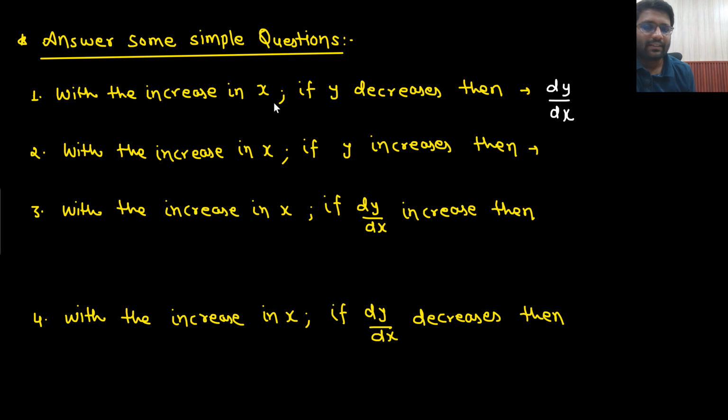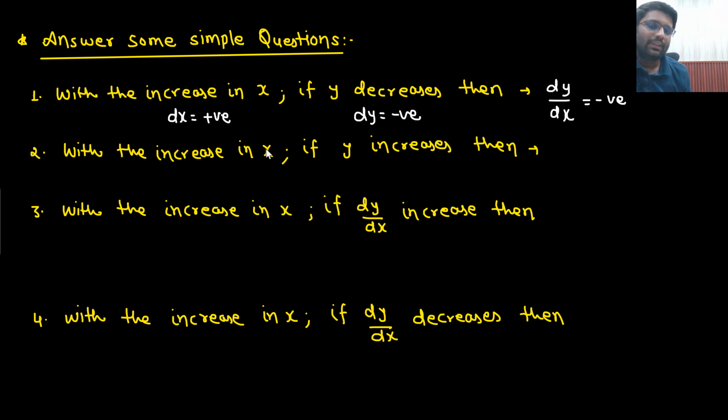So if your x is increasing, with the increase in x, if your y is decreasing, then what will be the value of dy by dx? That means x is increasing. What does that mean? If x increases means dx is positive, right? And y decreases, what does that mean? dy is negative. So what will be the value of dy by dx? Negative by positive will be equal to negative only.